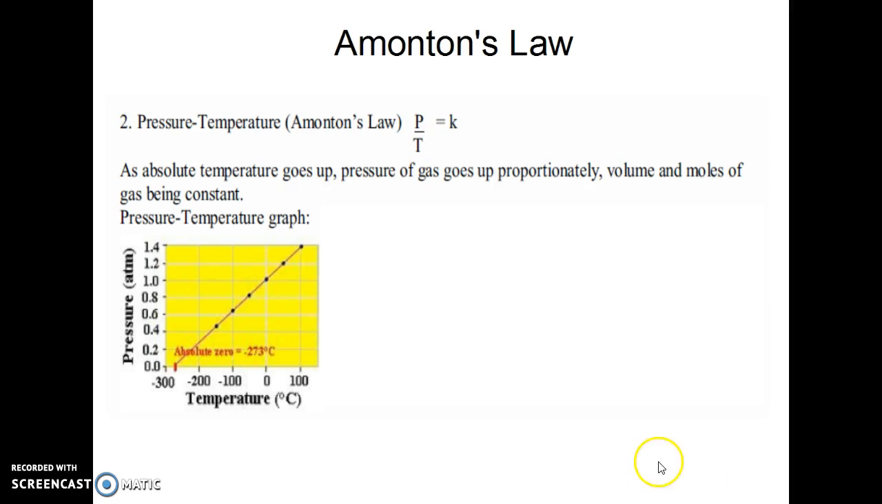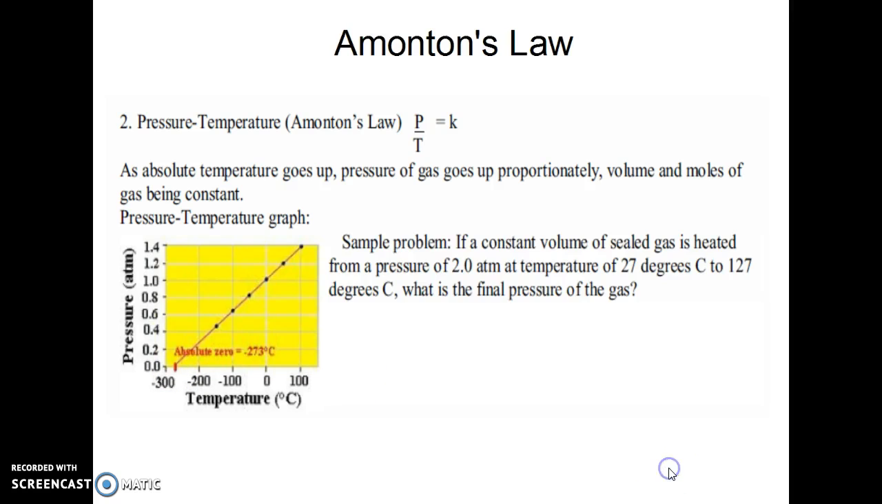Amonton's Law studies the pressure and absolute temperature of a gas if the volume is constant and the device doesn't leak. You may recall seeing a straight line graph. It does intersect the zero pressure axis at absolute zero, negative 273 Celsius.